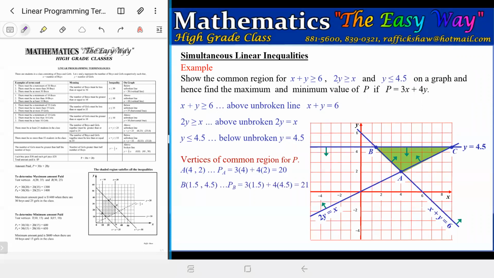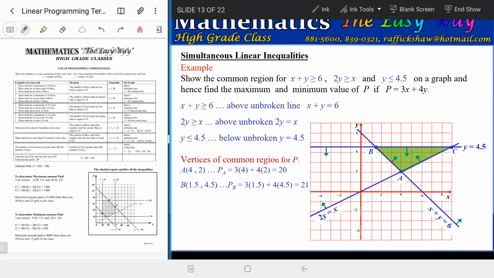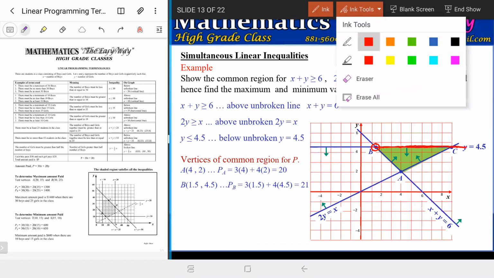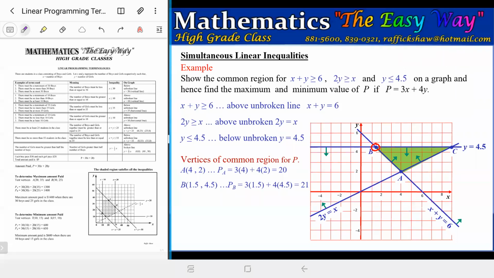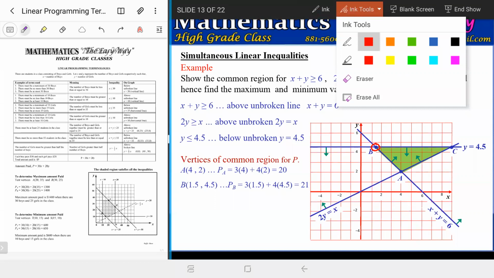B is 1.5, 4.5. Now look at this now. This is B now. 1.5, 4.5. Again, B is an extreme value because for a y value of 4.5, everywhere along this line, the y value is 4.5. Right? So for a y value of 4.5, what does that mean?